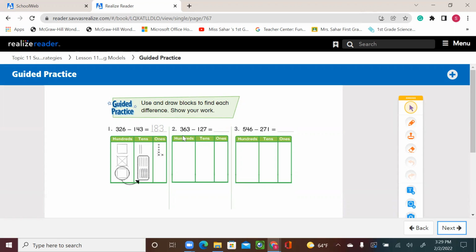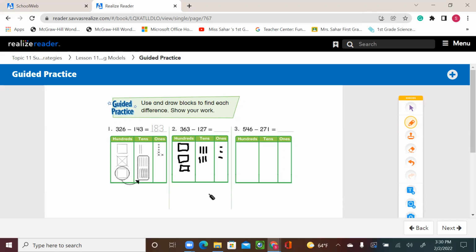All right, let's do 363 minus 127. So we're going to draw the 300. That's 100, 200, and that's the third. Now we have 6 tens. 1, 2, 3, 4, 5, 6, and then we have 3 ones. 1, 2, 3.